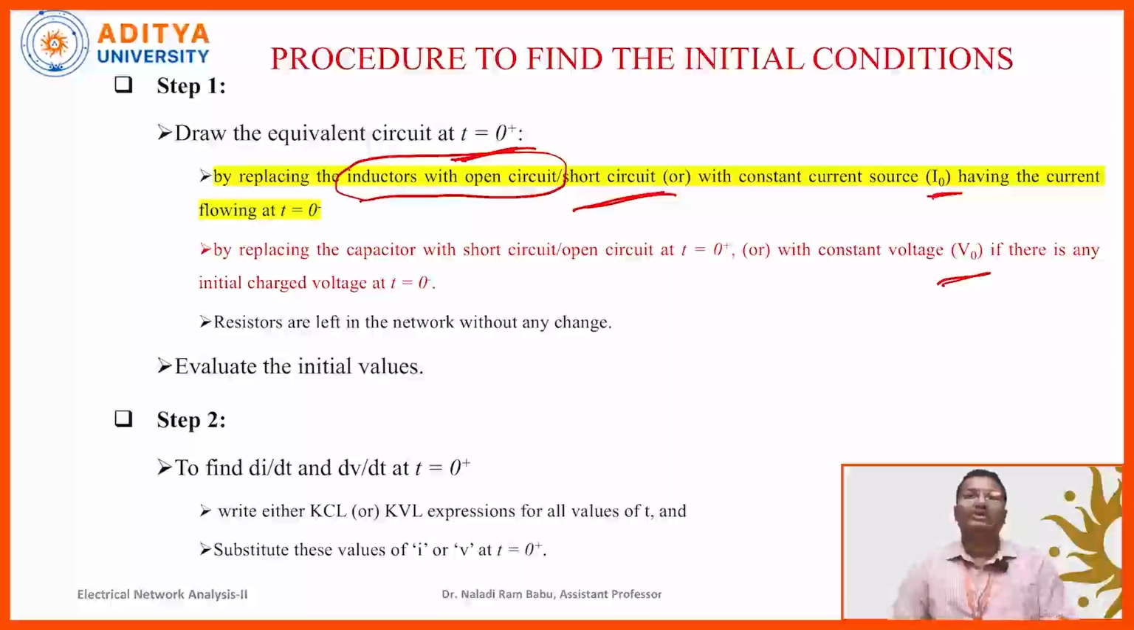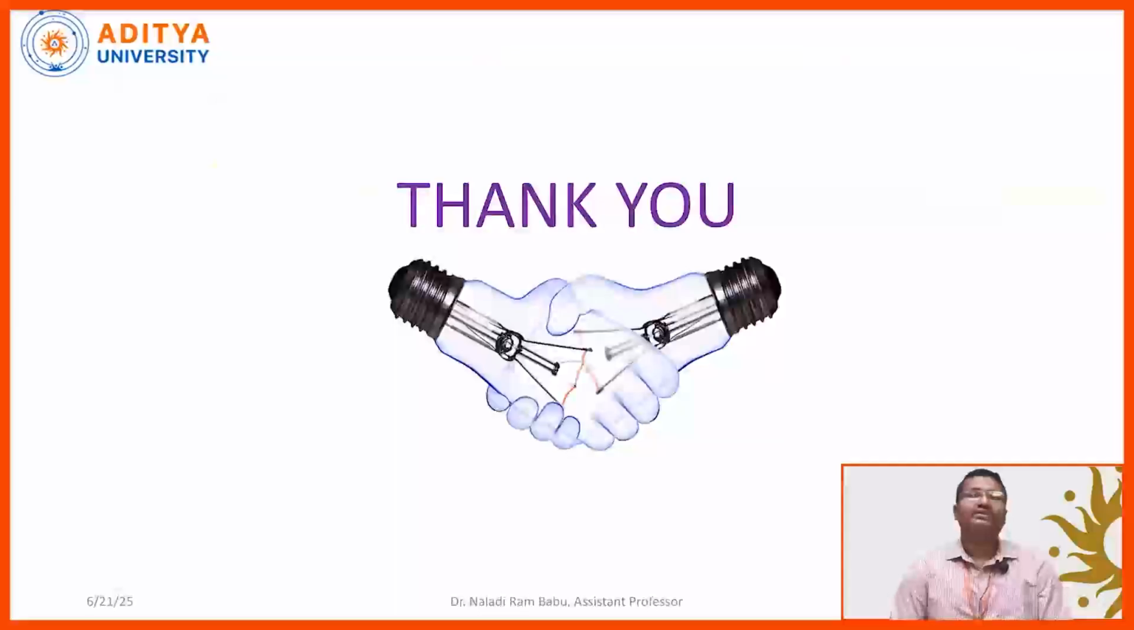In step 2, we need to find the differential values of current and the differential values of voltage. With the help of KVL and KCL equations and substituting the values of I and V at t equal to 0 plus, we can get them. If you are going to solve a numerical problem with these procedures, you will get an idea. With this, we conclude our session. Thank you.